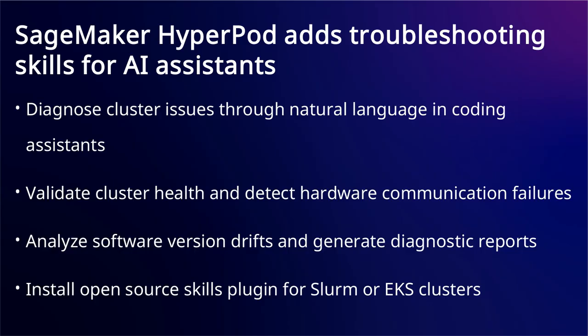You can validate cluster health and detect hardware communication failures using encoded AWS best practices that guide AI agents to collect evidence systematically. The skills analyze software version drifts and generate diagnostic reports with actionable recommendations. You can install the open-source skills plugin from the AWS Labs repository for both Slurm and Amazon EKS orchestrated clusters without modifying your existing HyperPod infrastructure.